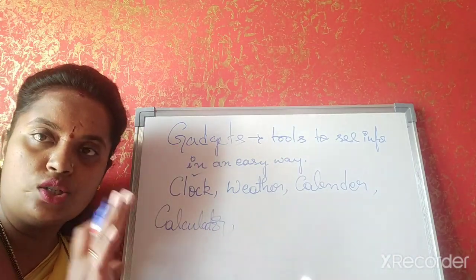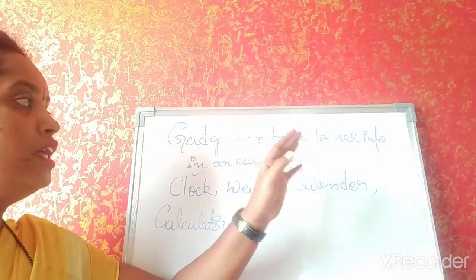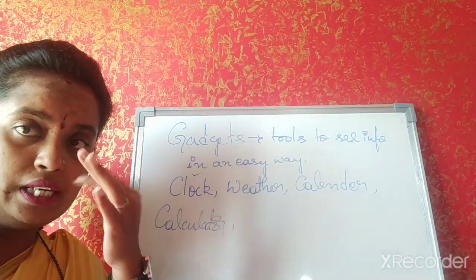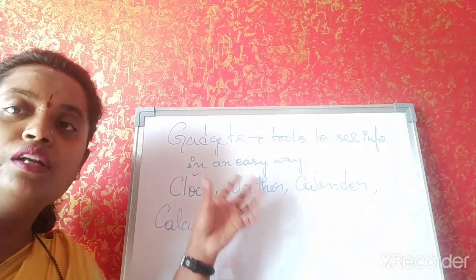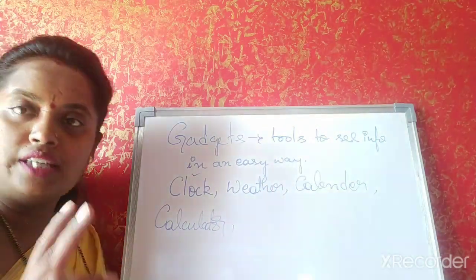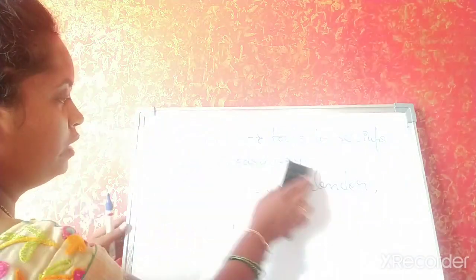Understood, children? Understood what are gadgets? So gadgets means tools to see the information in an easy way. For example, clock, weather, calendar and calculator. So in this second chapter, I'll just revise what all you have learned. Okay.